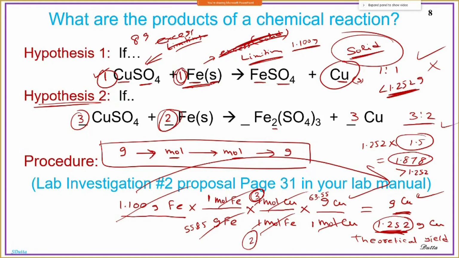You're going to write the procedure, how you're going to do it, and you're going to write when hypothesis 1 could be valid based on the amount of the copper recovered. If the amount of the copper recovered is less than 1.252 gram, then hypothesis 1 is valid. If the amount of the copper recovered is more than 1.252 but less than 1.878 gram, then hypothesis 2 is valid. Whatever I just said is based on the knowledge you gained from the stoichiometry or limiting reagent.